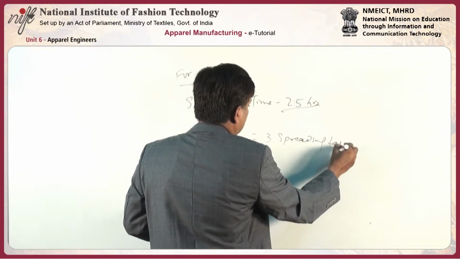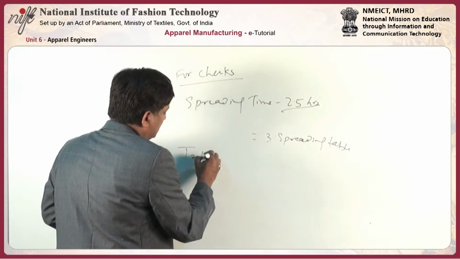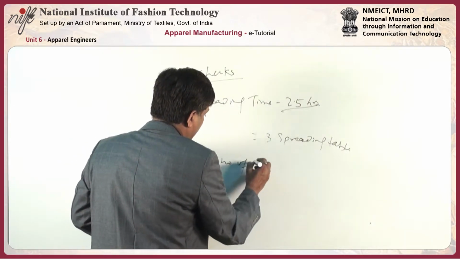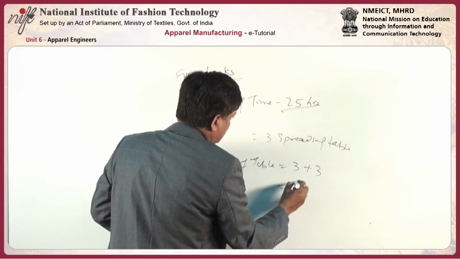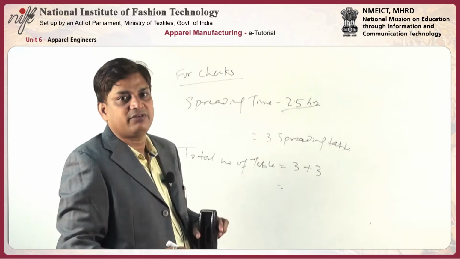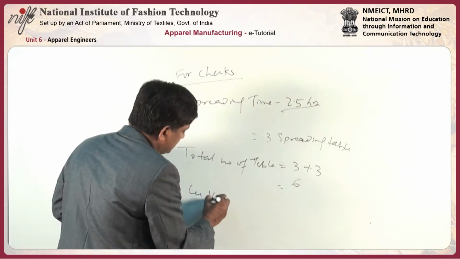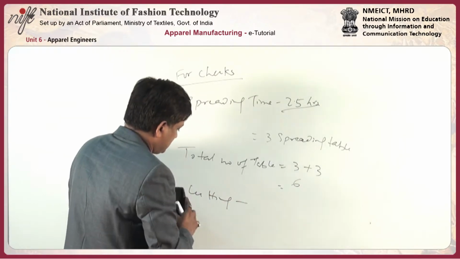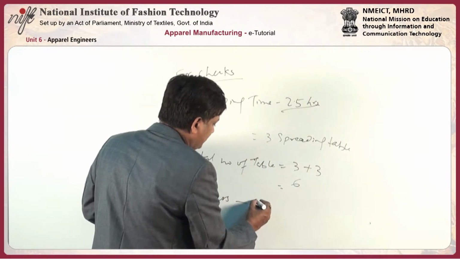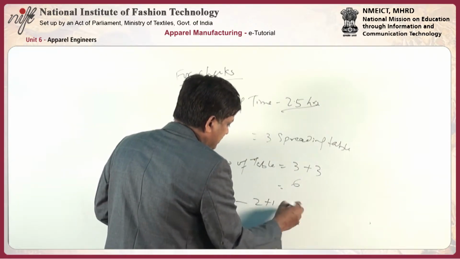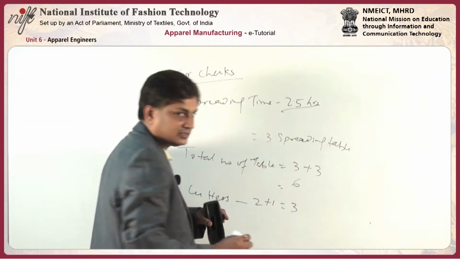Now we will see the total number of tables. The total number of tables we require will be 3 for solid and 3 for checks, so the total will be 6. Number of cutters, the people who are going to cut the fabric: 2 plus 1, 2 for solid and 1 for checks. So we require 3 cutters.